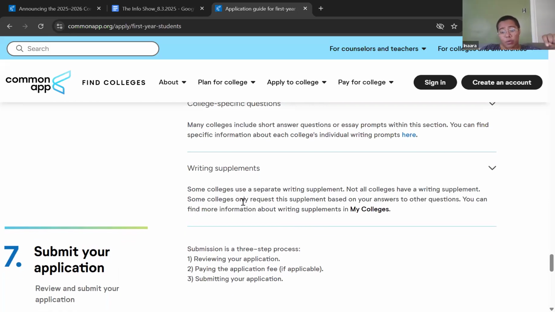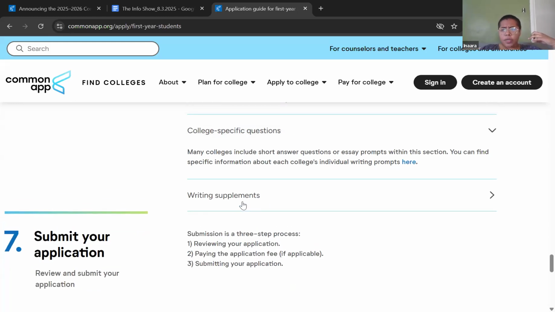This is again something we should explore later on, about what additional prompts there are, because some universities will have an entirely different set of prompts for you to write. So you might end up submitting additional personal statements. You might have your Common App essay, and then an additional essay of similar length that you send because a college has made a writing supplement part of their application.